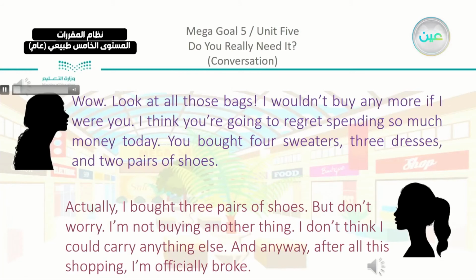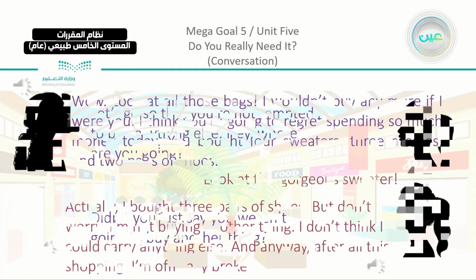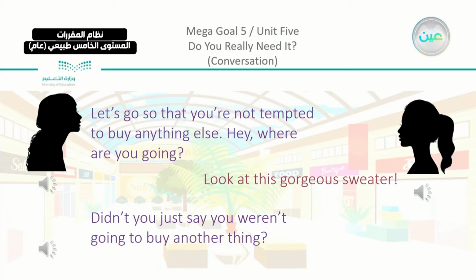Wow. Look at all those bags. I wouldn't buy any more if I were you. I think you're going to regret spending so much money today. You bought 4 sweaters, 3 dresses, and 2 pairs of shoes. Actually, I bought 3 pairs of shoes. But don't worry. I'm not buying another thing. I don't think I could carry anything else. And anyway, after all this shopping, I'm officially broke. Let's go, so that you're not tempted to buy anything else. Hey, where are you going? Look at this gorgeous sweater. Didn't you just say you weren't going to buy another thing?